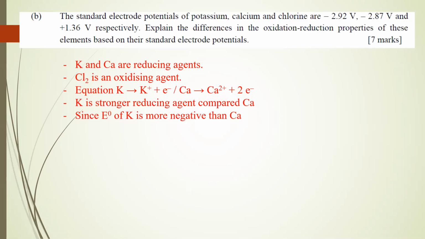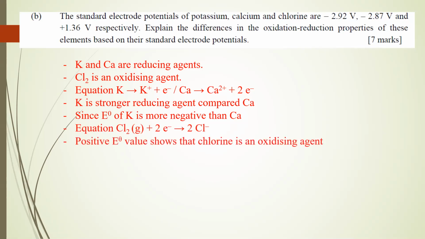Okay, finished explaining about potassium and calcium, we are going to have a look at chlorine, because chlorine is positive 1.36. Sorry, positive 1.36 indicates that Cl₂ is an oxidizing agent. According to the equation, Cl₂ + 2e⁻ gives 2Cl⁻. So the positive E° value shows that chlorine is a strong oxidizing agent. That will be all you need to explain whenever you meet such questions. Okay, I'm not surprised if this comes up again.